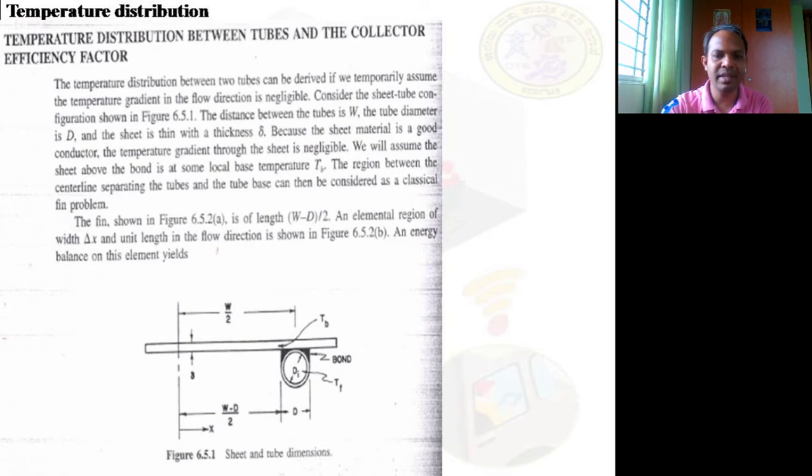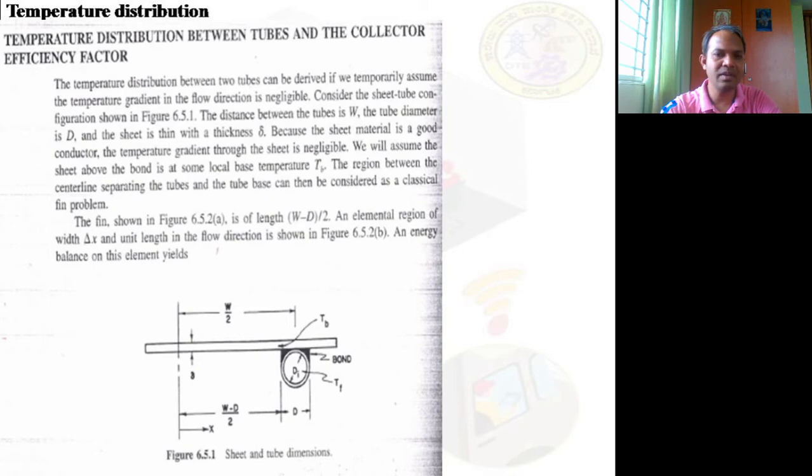And this is in the x direction, and the distance between the center of one tube to the circumference or the outer surface of the other tube is always given by W minus D divided by 2. Is that clear? Then the distance between tubes is W. The tube diameter is D, and the sheet is thin with a thickness of delta. Because the sheet material is a good conductor, the temperature gradient through the sheet is negligible.